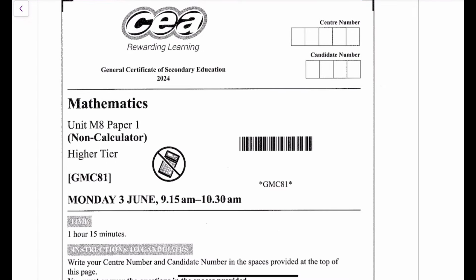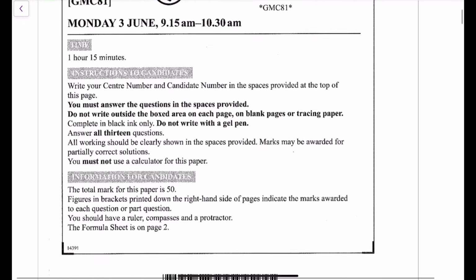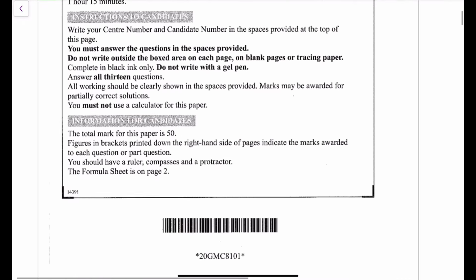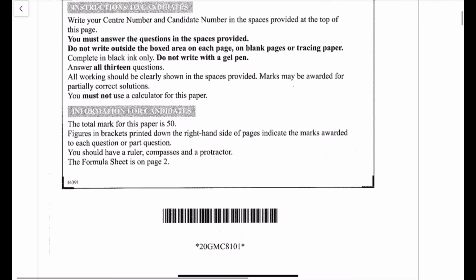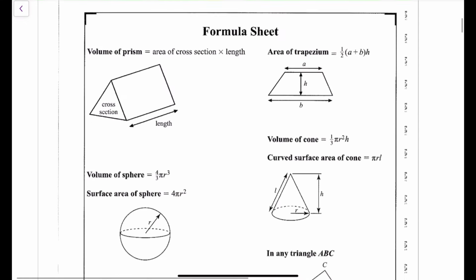These are the solutions to 2024's M8 Paper 1. This is a non-calculator paper. So you have 1 hour, 15 minutes for this, and then you would go out of the exam hall or get your calculator and then do the calculator paper. So the total mark for this paper is 50. So we will get started.